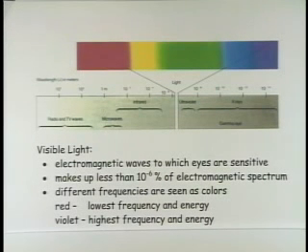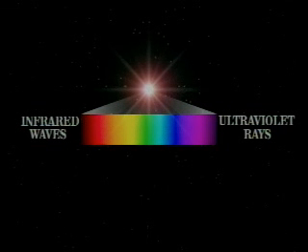We'll talk about how visible light is produced in the next program. But now it's time to go on to the next type of electromagnetic radiation. Just past the high-frequency violet end of the visible light spectrum are ultraviolet rays. Ultraviolet rays, like infrared rays, are produced by the sun.